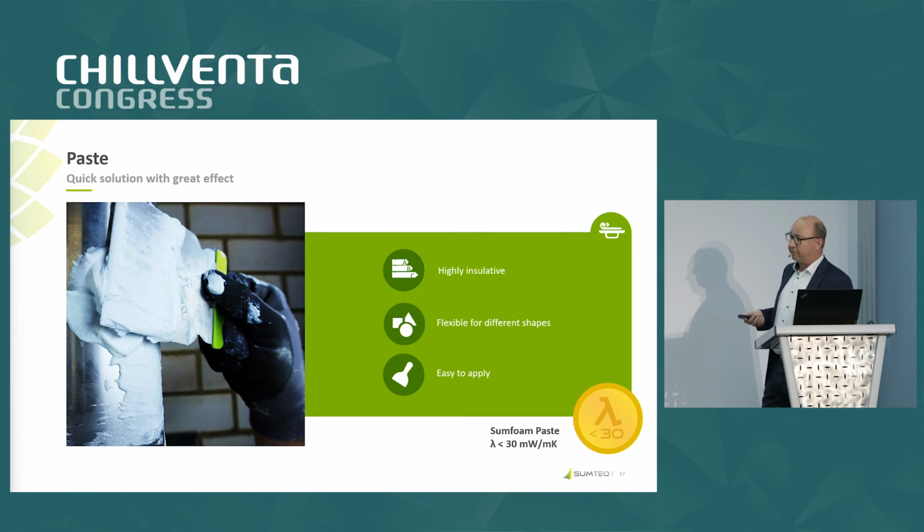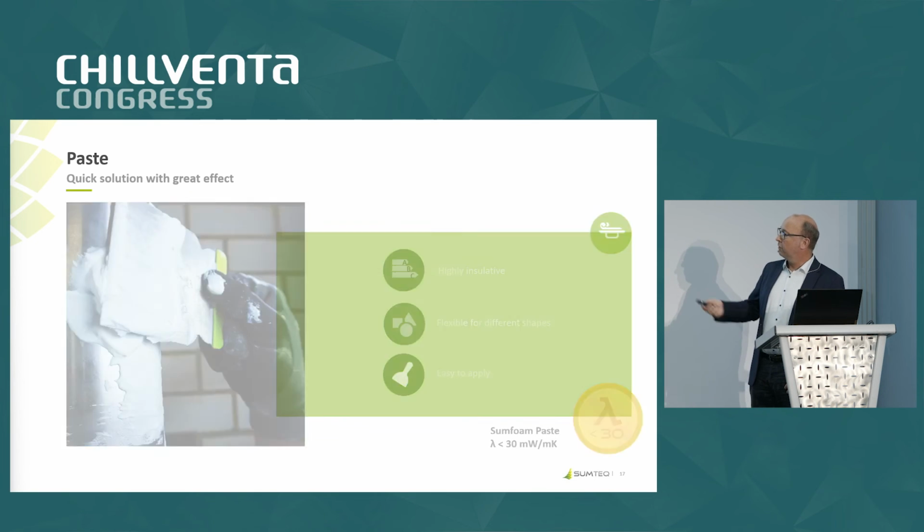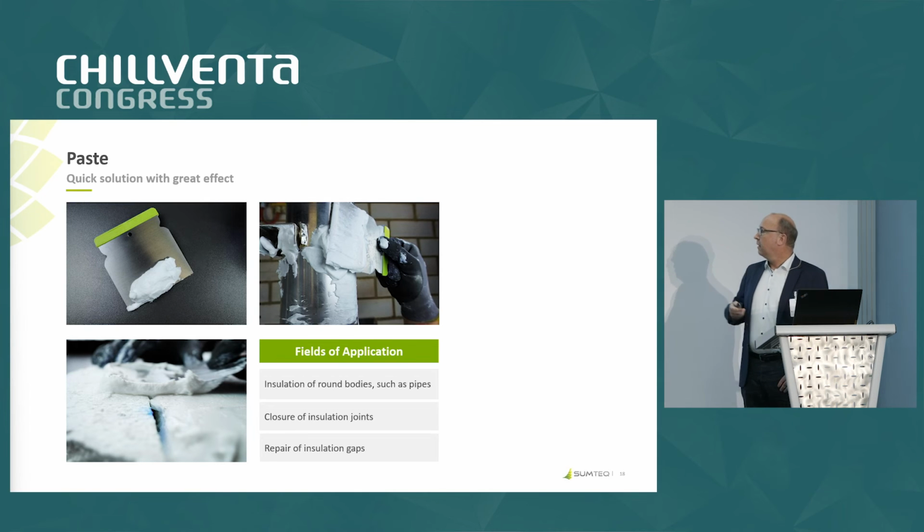Flexible for different shapes. You can use it at roundings and wherever needed, and it's also easy to apply. Here are some fields of application: insulation of round bodies such as pipes, closure of insulation joints, and repair of insulation gaps. If you have, for example, a gap or something breaks from a panel, you can add this paste and close the gap.